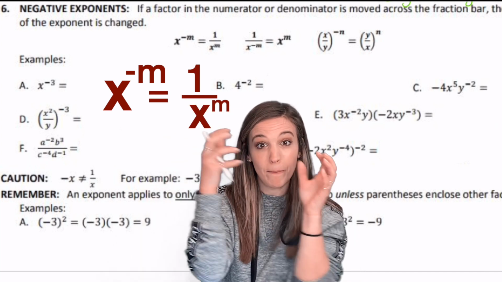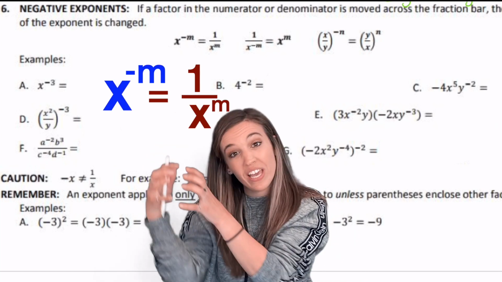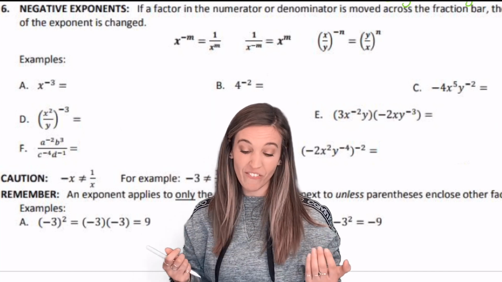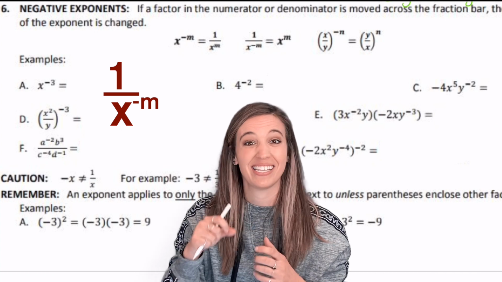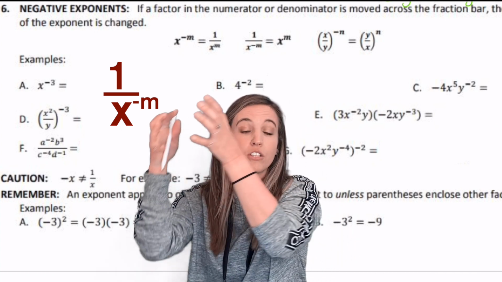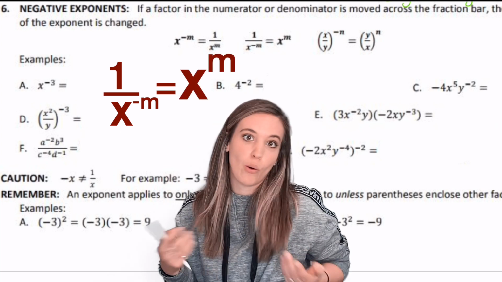So I take that base and its negative exponent and move it to the denominator, and that forces that exponent to become positive. So if I have 1 divided by x to the negative m, to force that exponent to be positive, I can move it now to the numerator with its base. So x to the m.